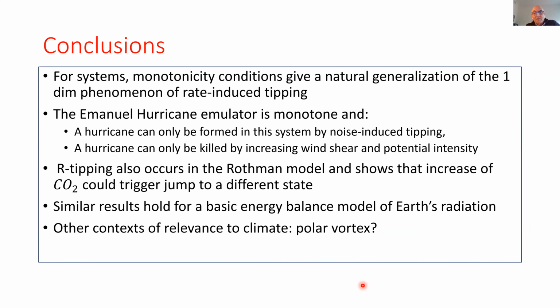Other contexts of relevance that we're interested in are the polar vortex and other situations like that. We're working with a group on trying to see if a simple model of the polar vortex can see triggering going on with some kind of rapid change. The idea is that the rapid change may be afforded by increasing atmospheric CO2, but it could be some intermediary thing that is changing rapidly because of the more gradual change in CO2.